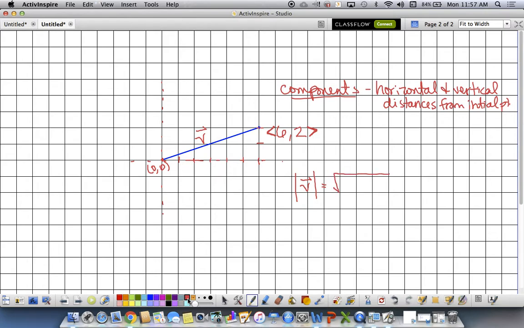you could think about it like the distance formula, 6 minus 0 squared. This is going to be 6 squared. 2 minus 0 squared will simply be 2 squared. You could look at it like the Pythagorean theorem, like it's a right triangle. You have 2 squared plus 6 squared equals V squared. This is just taking the square root of it. So we would have the square root of 36 plus 4, so the square root of 40. Simplified radical, maybe 2 square root of 10. That would be our magnitude.